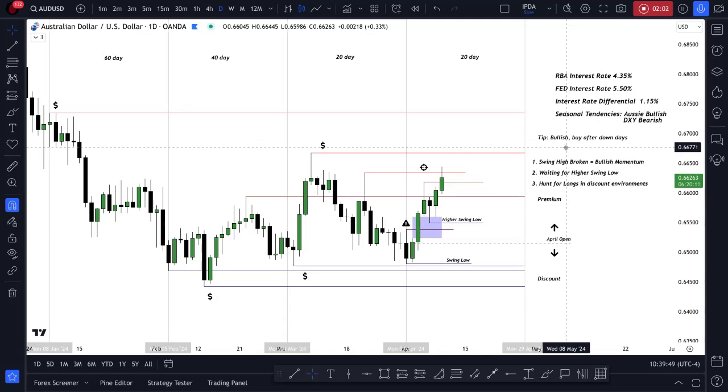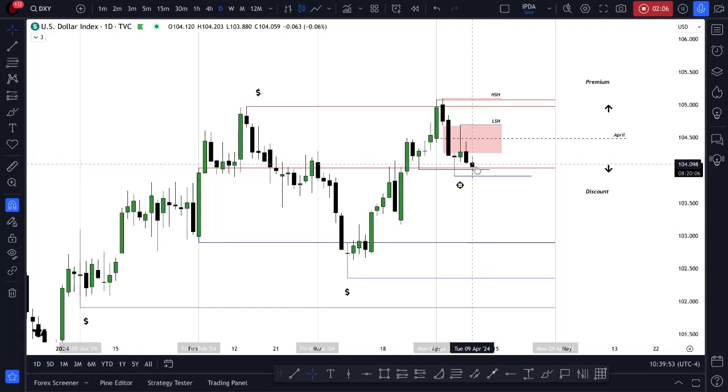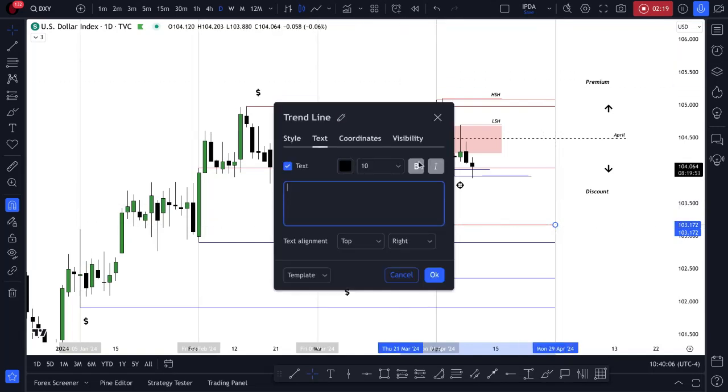Let's take a look at the DXY. DXY did exactly what we expected. Price came down and took out the swing low, 1, 2, 3. Right? The previous episode spoke about this. Price is most likely going to raid this swing low, and if it continues to trade lower, it's probably going to try to get to this swing low down here.